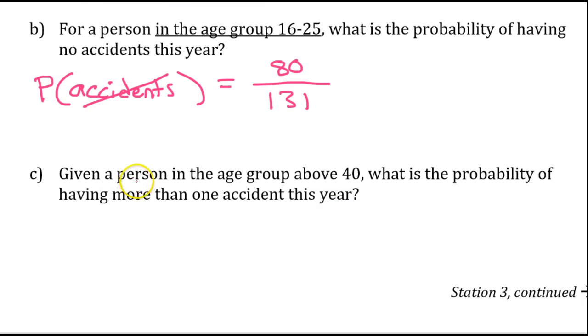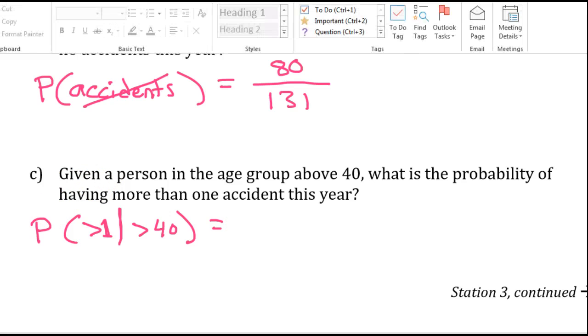Given a person in the age group above 40, what is the probability of having more than one accident? That's a weird way of phrasing it. They normally say, what's the probability of having more than one accident, given that the person is above 40. That's the way they would normally say it. But either way, you start with what is given, and you ignore everything else.